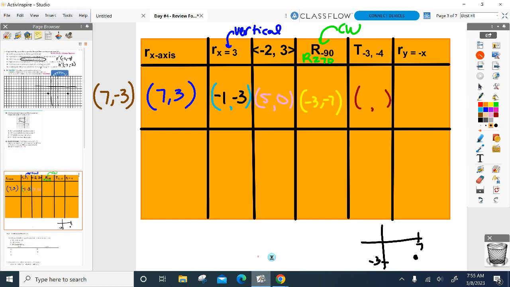Spence, 3. -4, -7. 4, negative 7. Yep, good. No issues yet, guys? And then the last one.